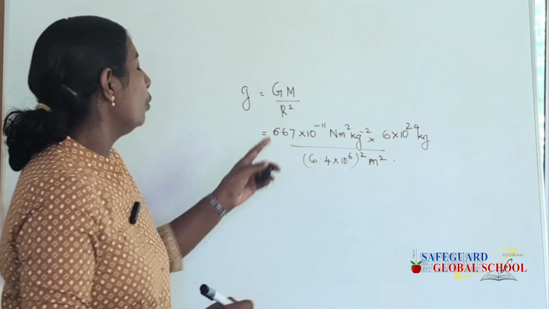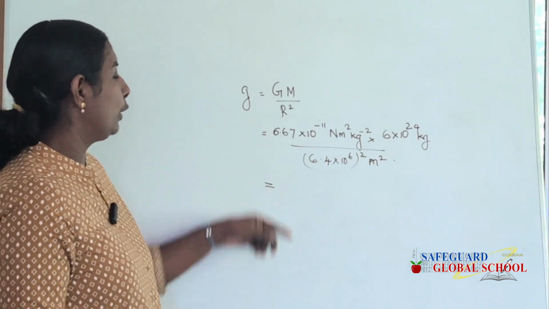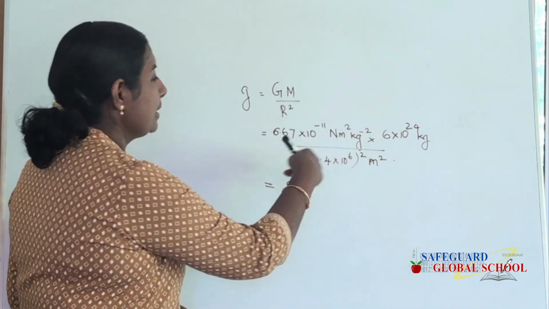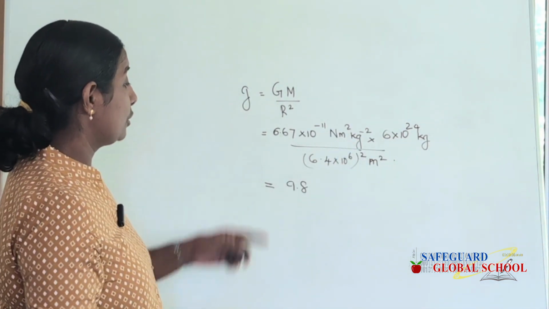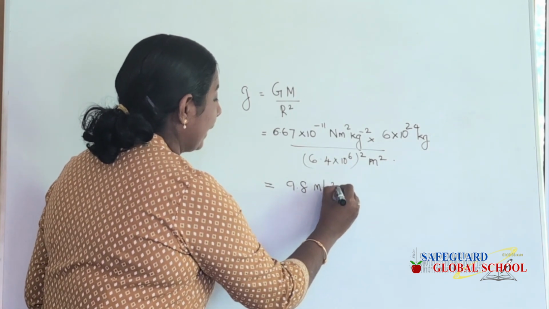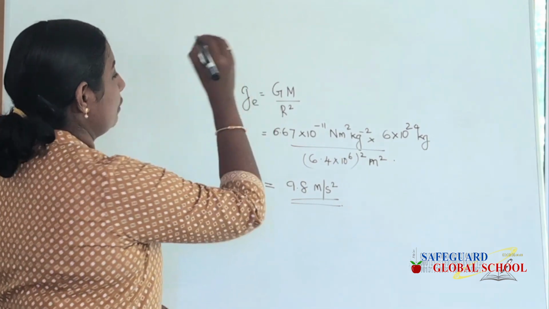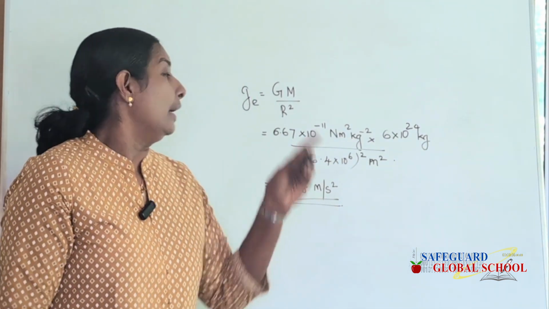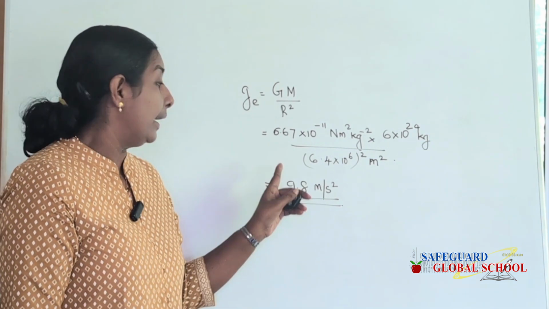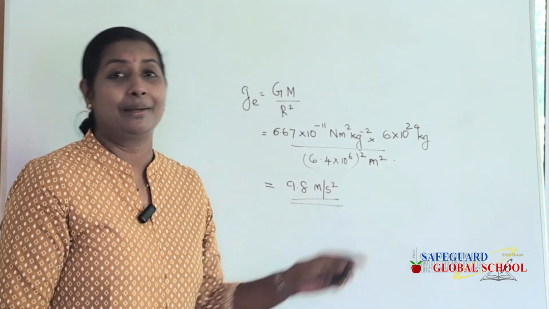When we calculate this, we get the value of g, as we did in the previous numerical session. It is 9.8 meter per second squared. So what is the acceleration due to gravity on earth? On earth, the acceleration due to gravity is 9.8 meter per second squared.